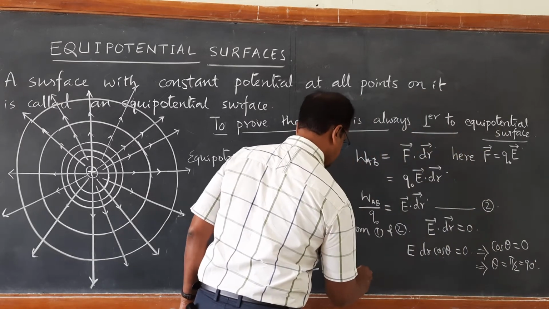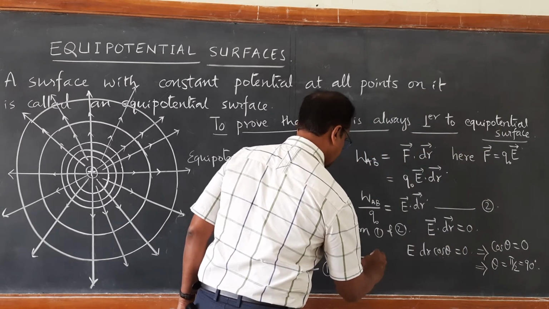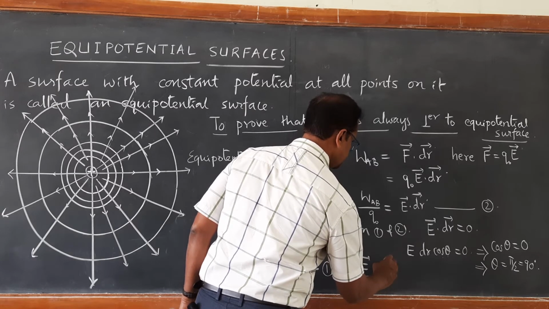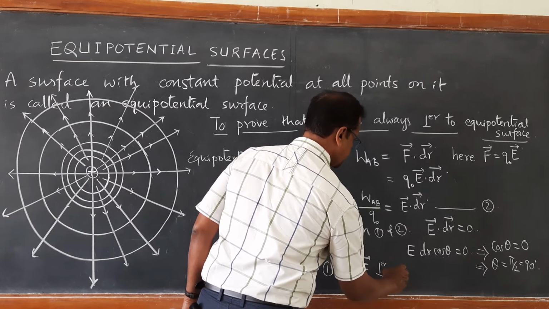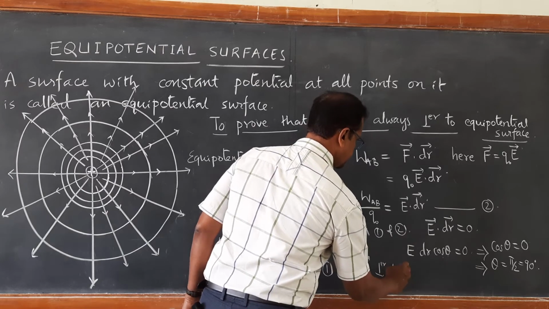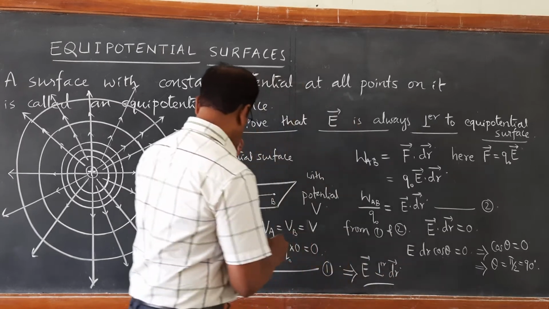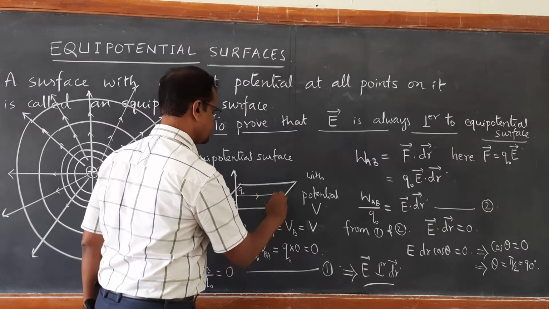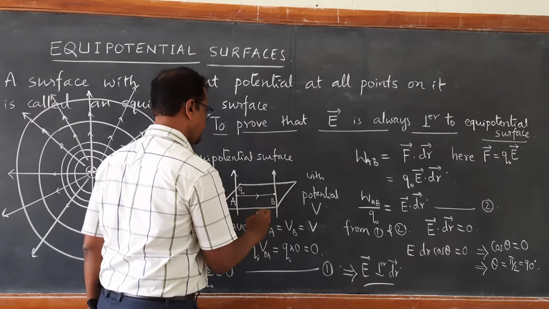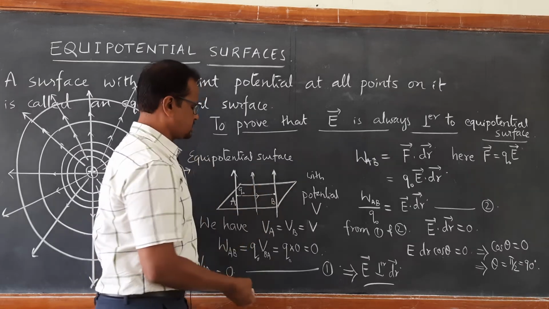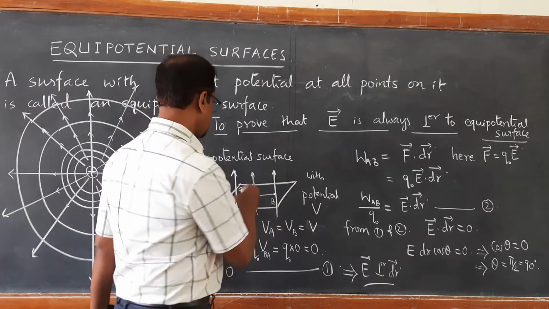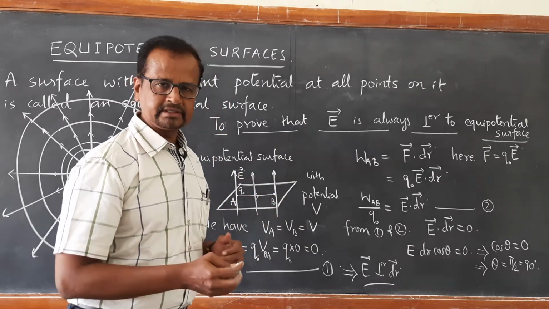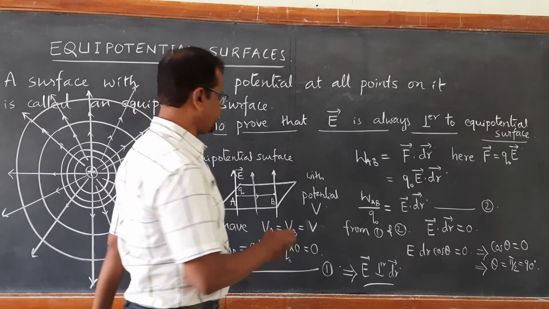This implies that the electric field at all the points everywhere is perpendicular to the displacement. Therefore, the electric field is always perpendicular to displacement, means it is in this way. So, at every point on this equipotential surface, the electric field is perpendicular. It does not have any parallel component, it has only the normal component of the electric field.